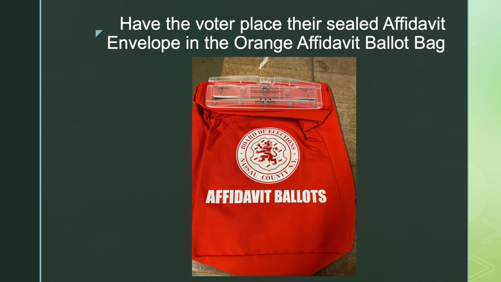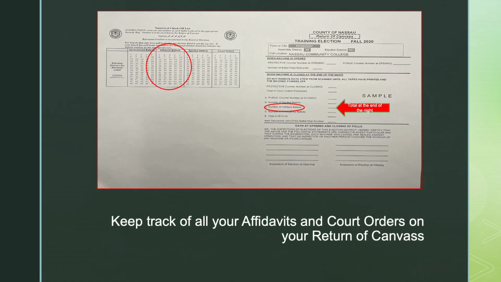Once the inspectors have finished checking over everything and making sure the information is filled out correctly, have the voter place their sealed envelope in the orange affidavit ballot bag. Remember to account for the affidavit ballot on the back of the return of canvas so that you keep track for the total at the end of the night.